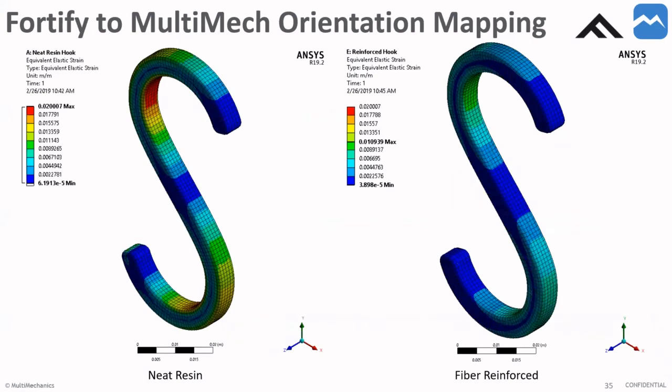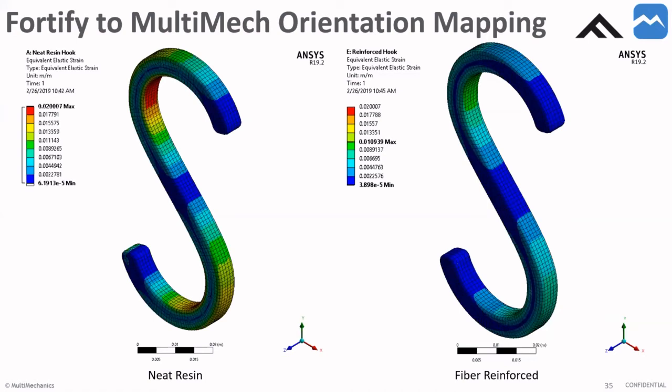Yeah, you couldn't have said it any better, Dan. Awesome. Once we run that, this is the comparison that you get. On the left, you see our neat resin hook. It's experiencing 2% strain at the stress concentration in the top left. And once we add the fibers and reinforce it, that's what you see on the right. And that's only 1% strain.